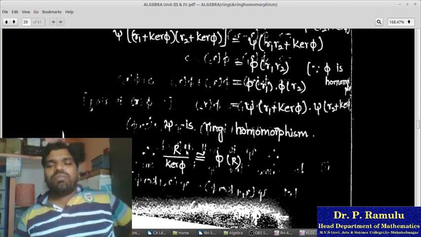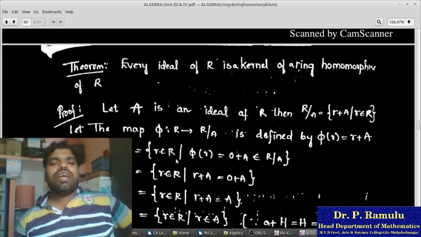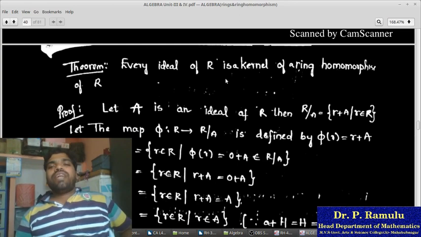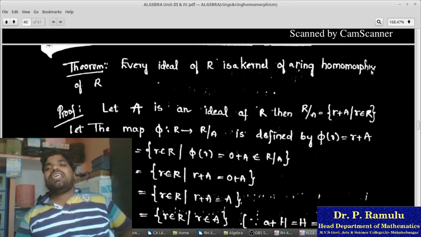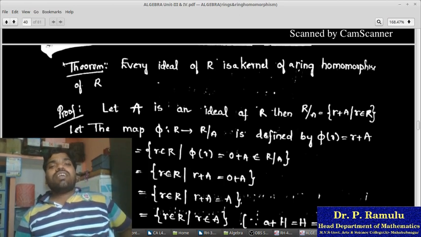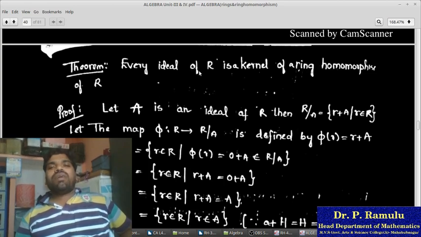This is very important from the examination point of view in undergraduate courses. Theorem: every ideal of R is the kernel of a ring homomorphism. That means the kernel of a homomorphism pi from R to R' is equal to an ideal.